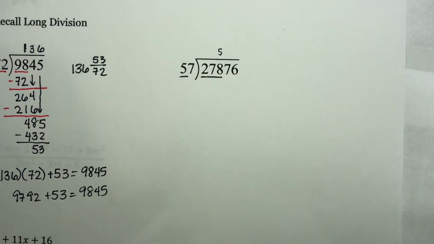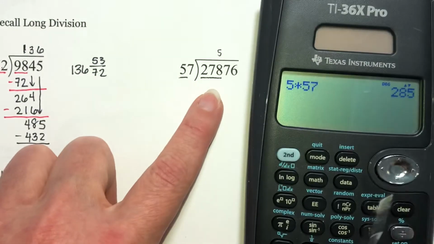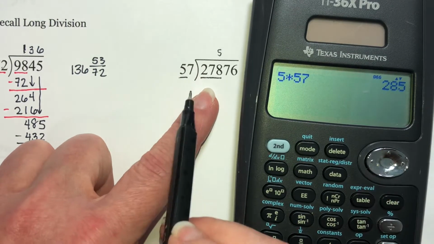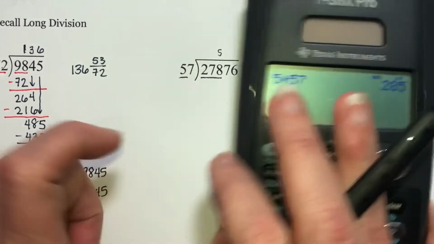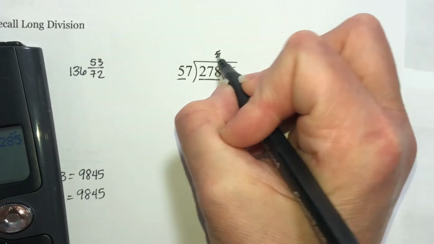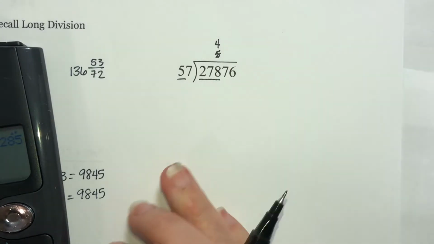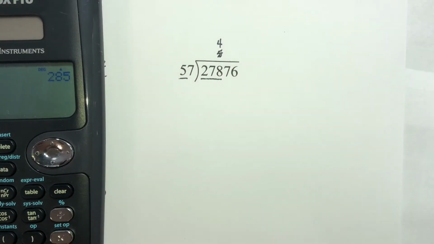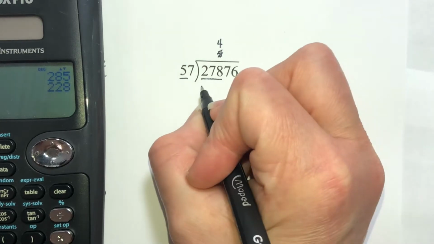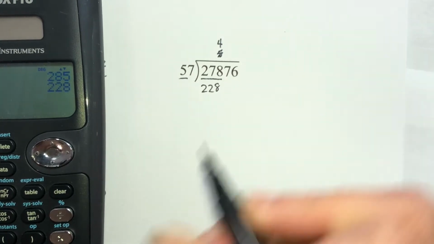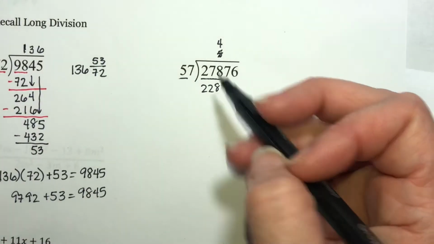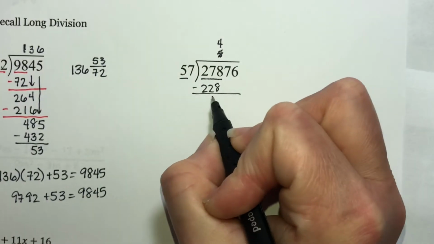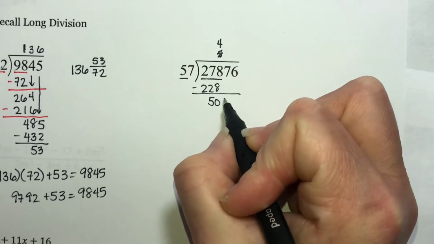Okay. So 5 times 57 is 285. 285 is larger than 278. So that 5 was too big of a guess. I'm going to drop back to a 4. Okay, now 4 times 57 is 228, which is good. If you subtract, we get 50, and then we bring down the 7.